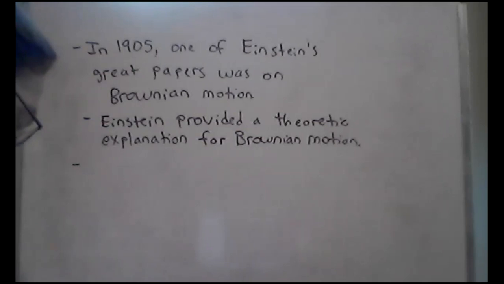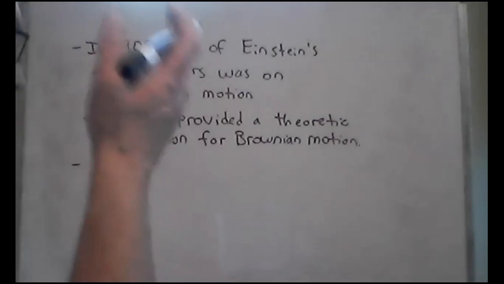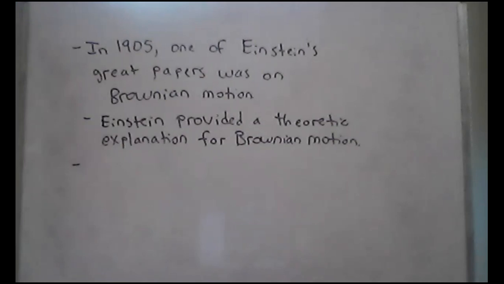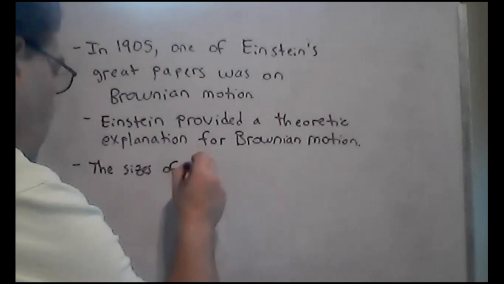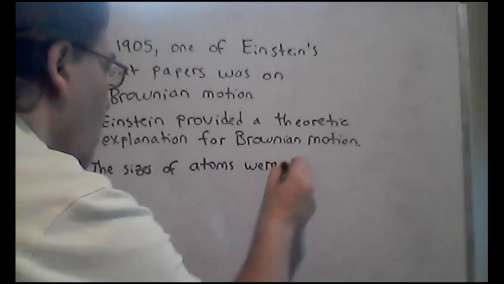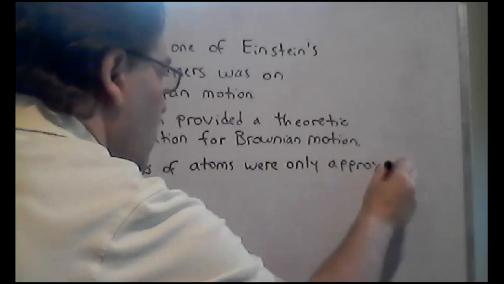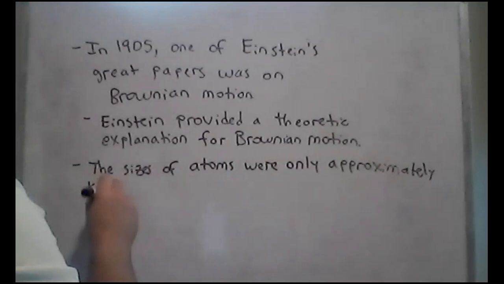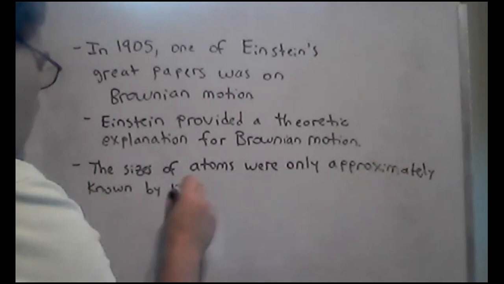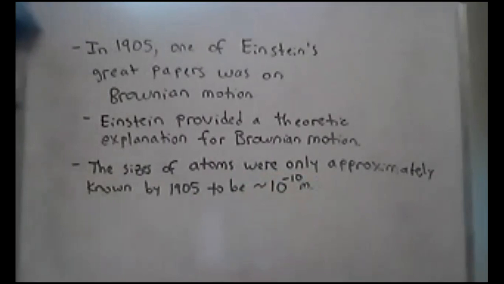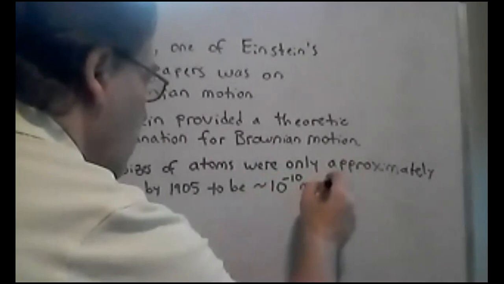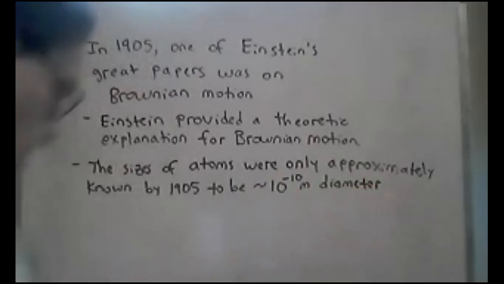Now, the sizes of atoms were only approximately known at that time. So again, we're still fighting for the understanding of the existence of atoms. We finally know atoms exist in 1827. The sizes of atoms at that time were only approximately known. By 1905, they were known to be on the order of 10 to the negative 10 meters in diameter. Okay, so we had an idea of how big atoms are.